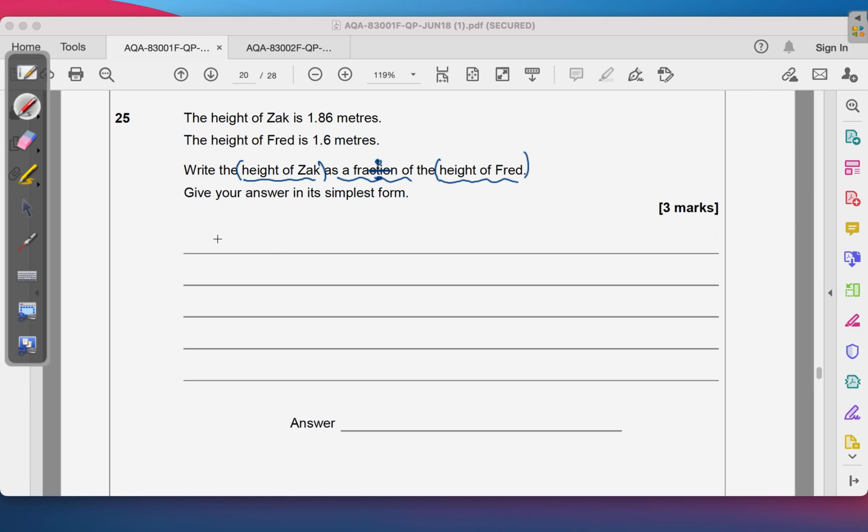Okay, so height of Zach divided by height of Fred. That's how you should read it. Okay, that's all it means. When it says as a fraction of, it means divide. So the thing that's before the divide over the thing that's after the divide. So height of Zach, which is 1.86, divided by height of Fred, which is 1.6. And then of course, because it's a fraction, we write it like this.